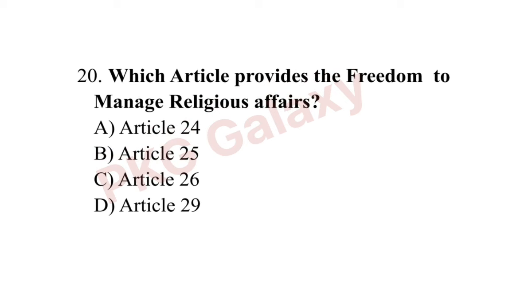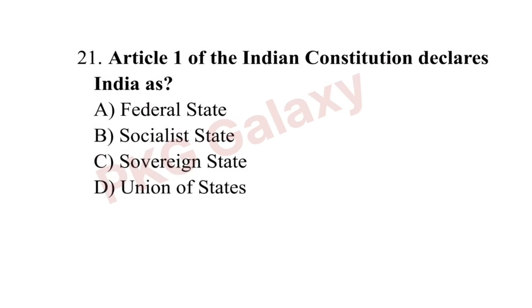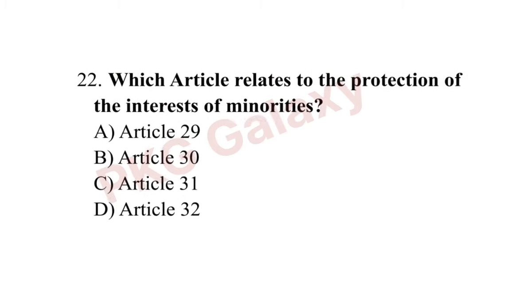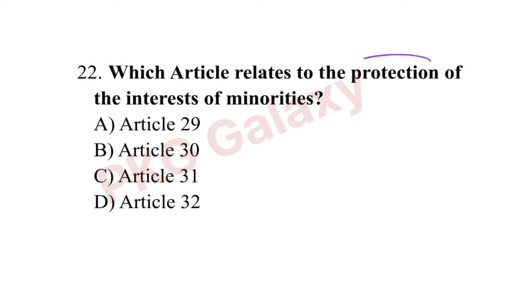Okay, next question. Which article provides the freedom to manage religious affairs? The correct answer is option C, Article 26. Next question. Article 1 of the Indian Constitution declares India as a, the correct answer is option D, Union of States.